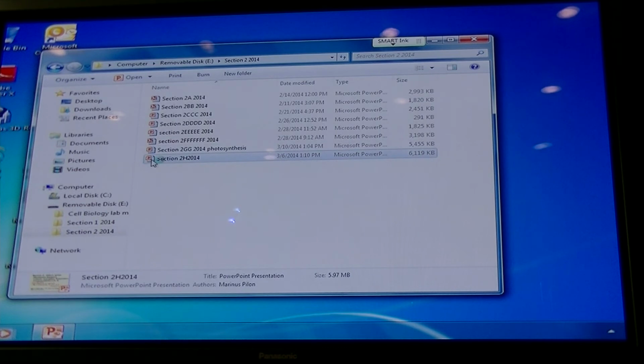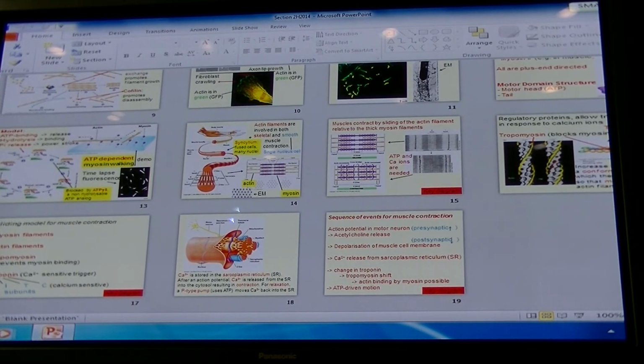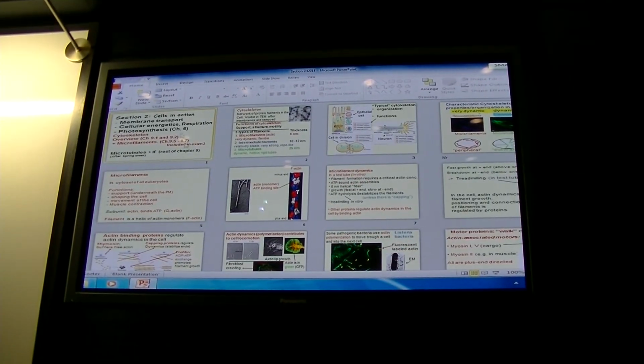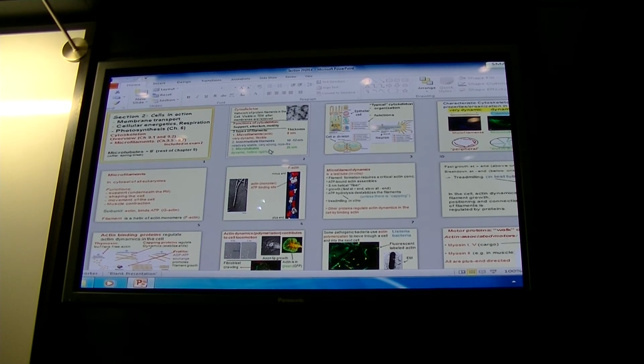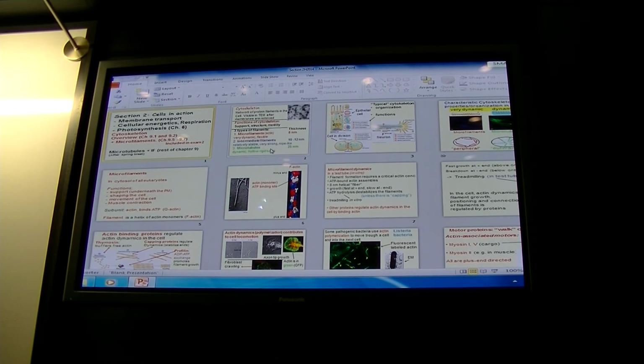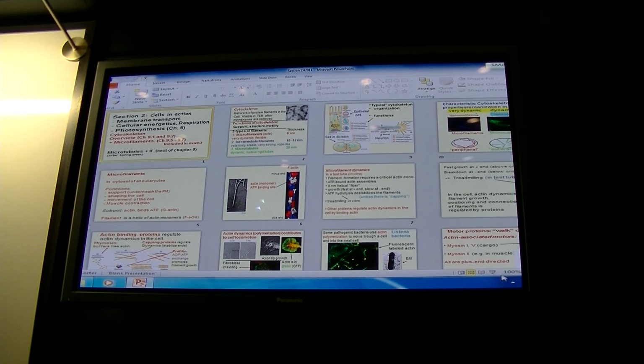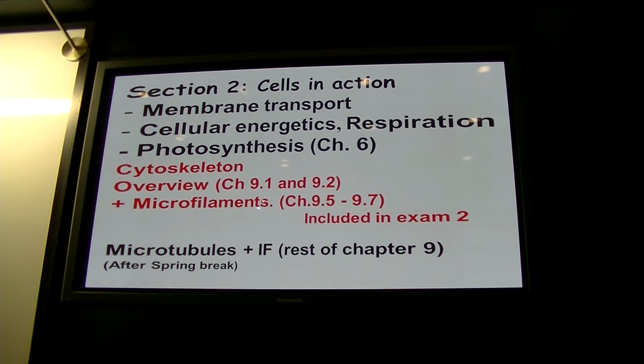Now I have good news for you. And the good news is we're done with any topics about ion gradients and electrochemical gradients. But the other good news is that I think you have a good chance of understanding it, actually.